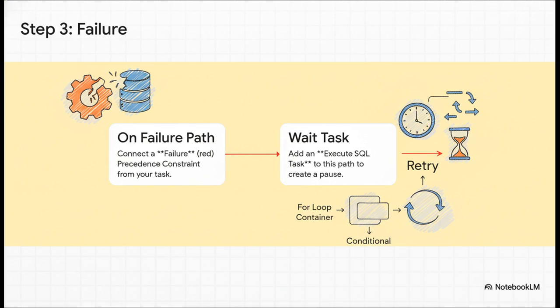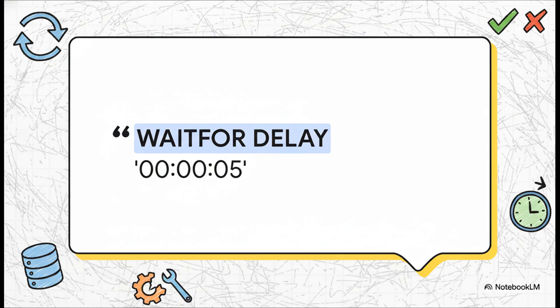Now for the other side of the coin, the failure path. This is what makes the whole retry magic actually happen. We're going to drag a red failure arrow from our task over to an execute SQL task. Why? Because we need a way to pause between our attempts, right? We don't want to just hammer a resource that's not ready. And that pause is created with this one simple line of T-SQL, WAITFOR DELAY.